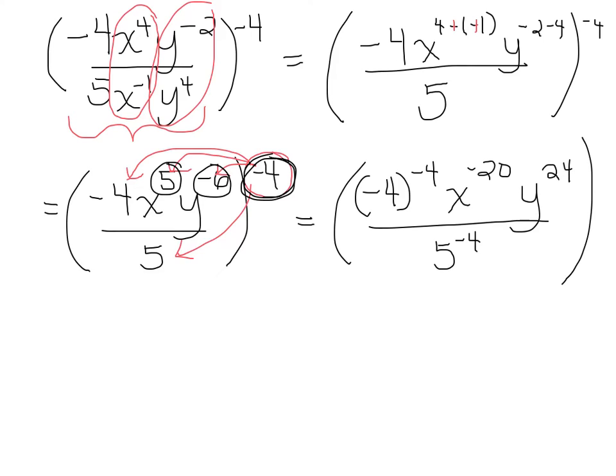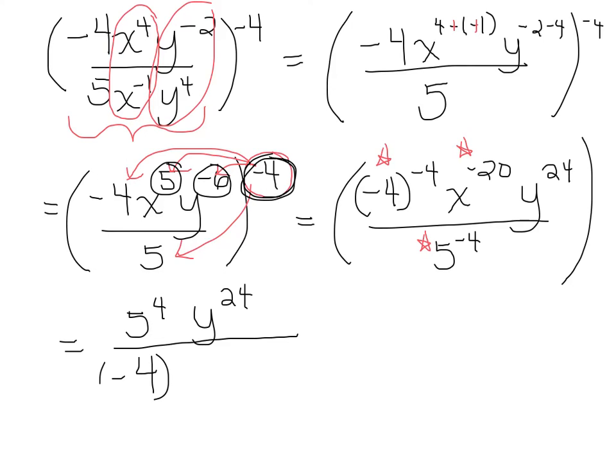Now what I'm going to do is take care of my negative exponents. Everywhere I see a negative exponent, I'm going to change the position where it is. If it's originally in the numerator, I'm going to move it to the denominator. If it's in the denominator, I'm going to move it to the numerator. This will change the exponent to a positive. So our 5 to the -4th comes up and becomes 5 to the 4th. Since y to the 24th is a positive exponent, we leave it in the numerator. And in the denominator, we'd have negative 4 to the positive 4th and x to the 20th.